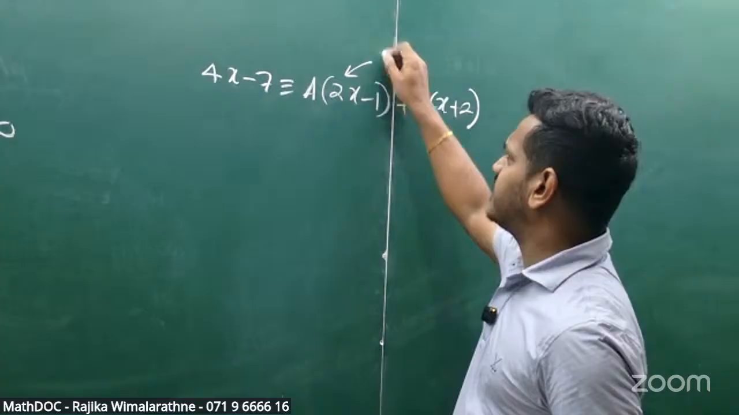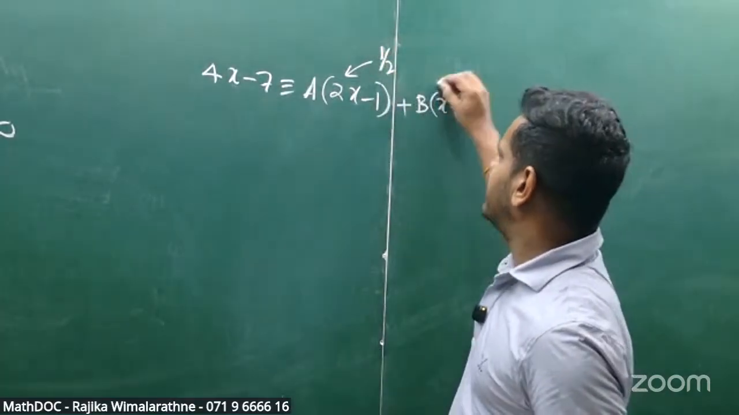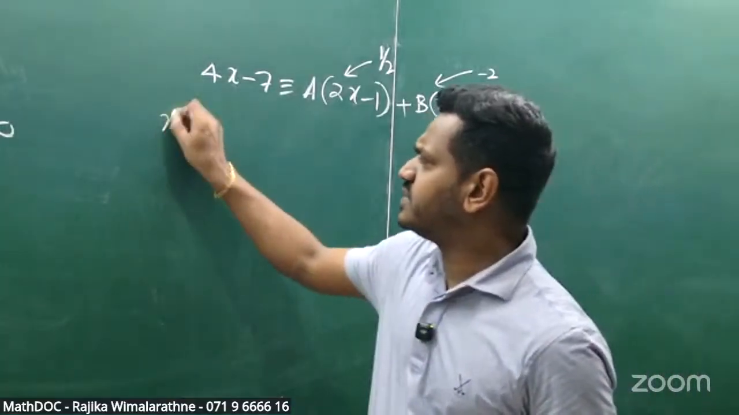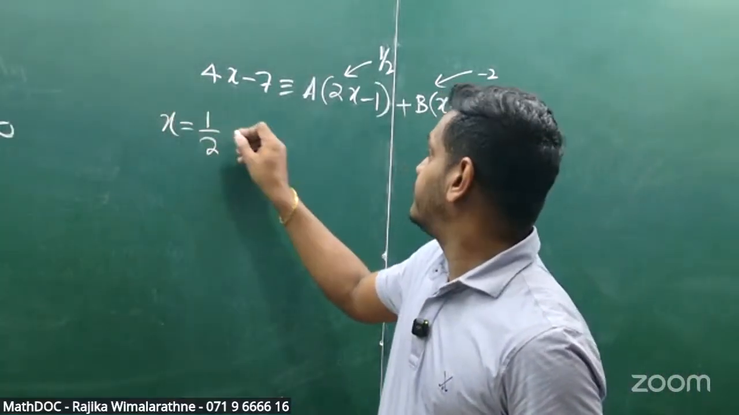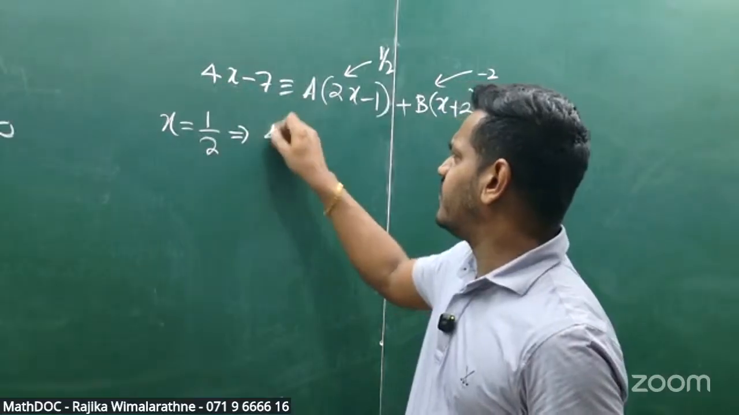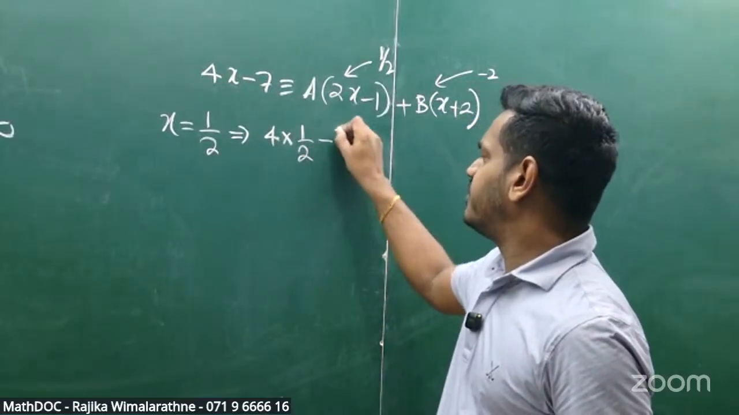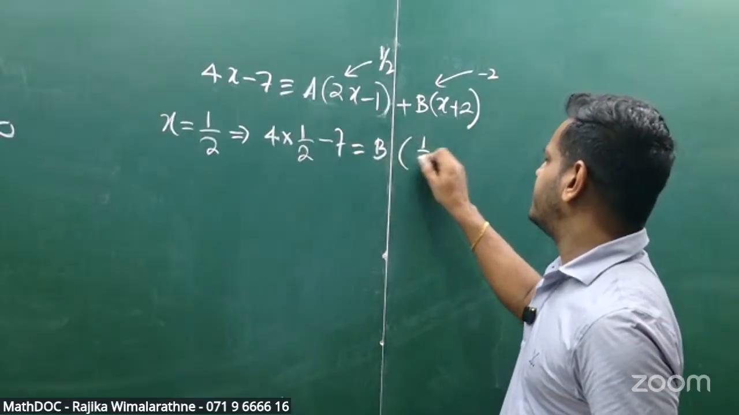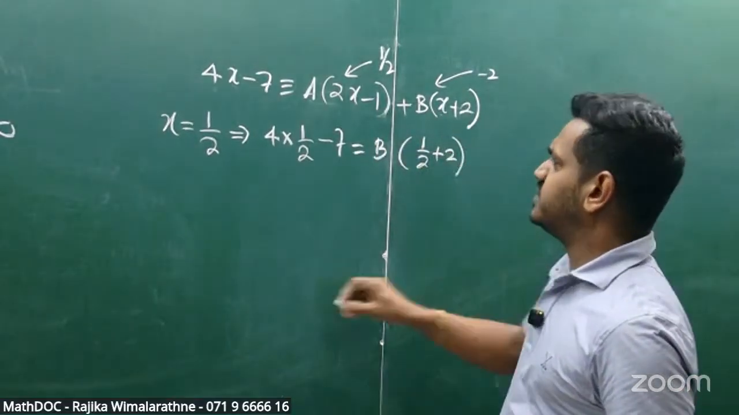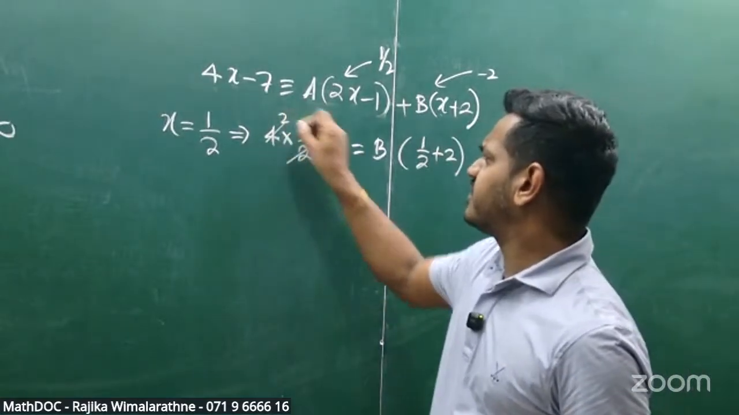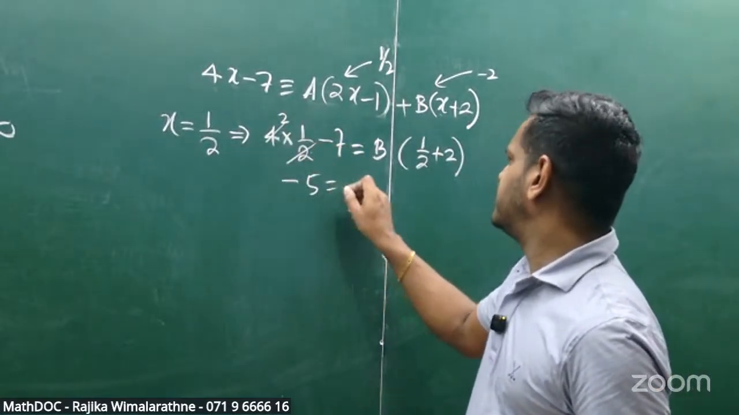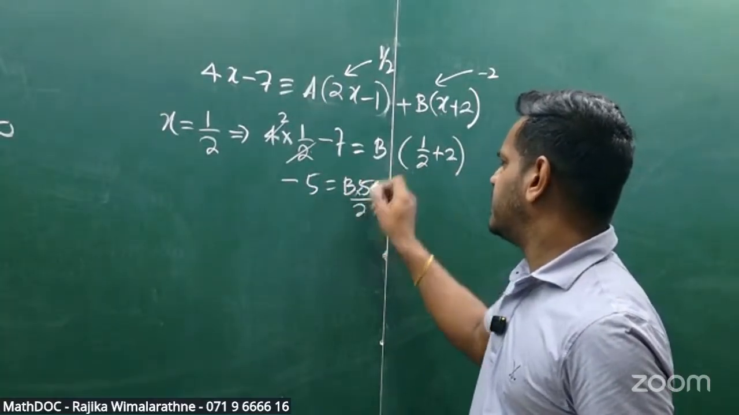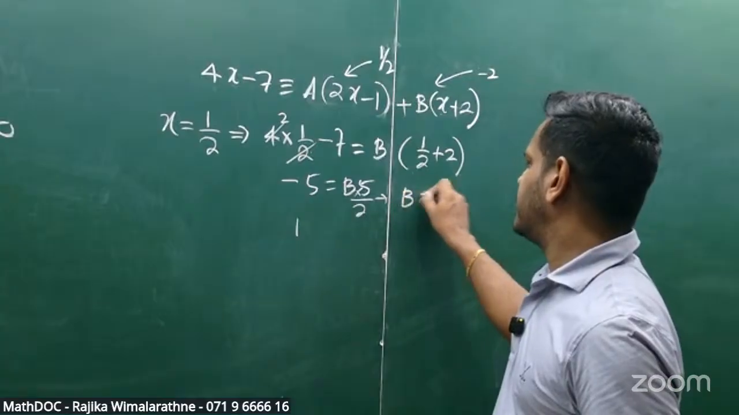Here the factor zero value: 2x minus 1 equals 0, x equals half. Then for the other factor, the zero value is minus 2. First substitute x equal half. Then 4 into half minus 7 gives minus 5, and the a term gets 0. b times (half plus 2). Now simplify: minus 5 equals b into 5 over 2. Then b value is minus 2.